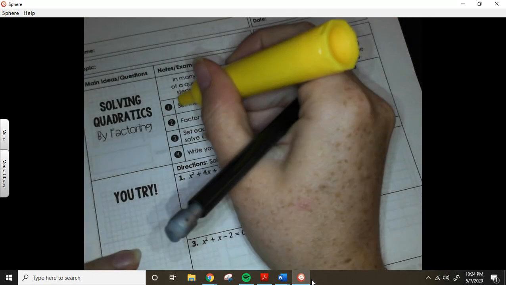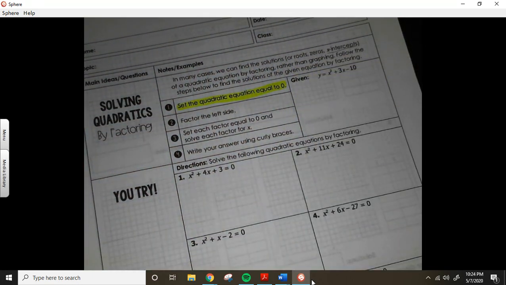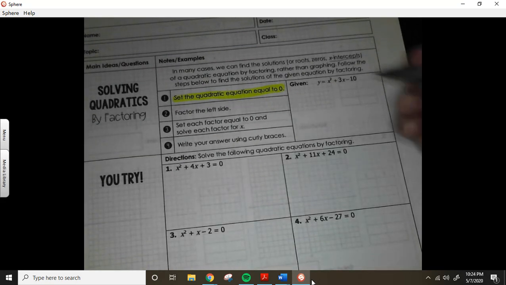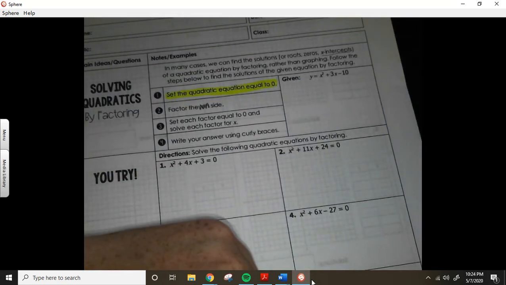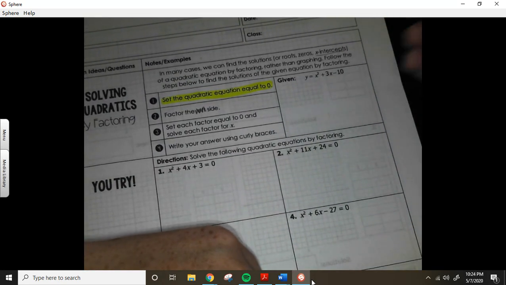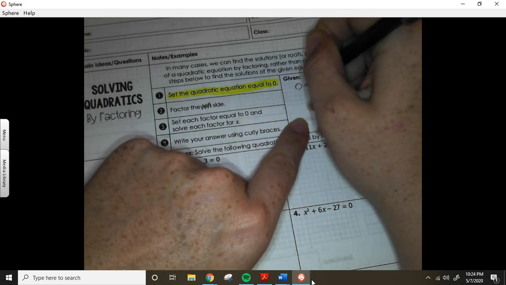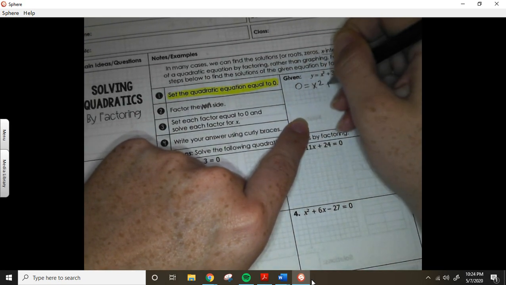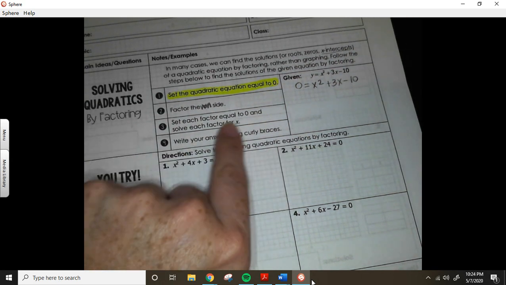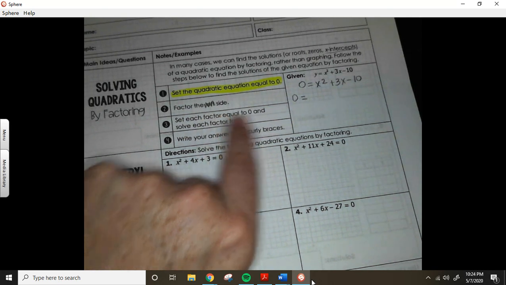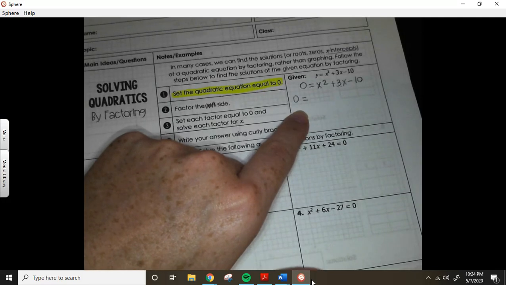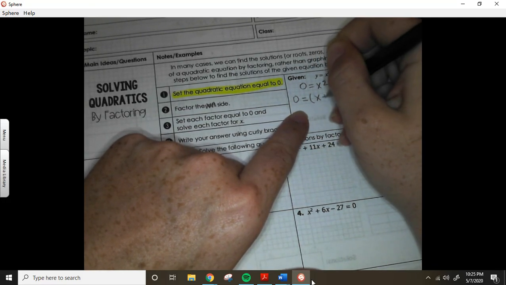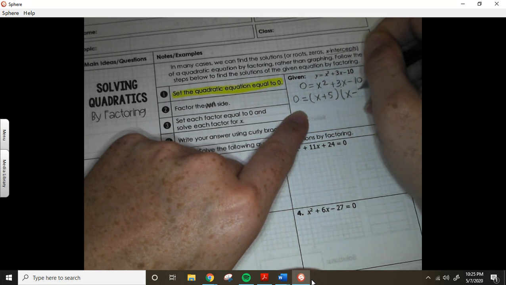We want to make sure the quadratic equation is set equal to 0. If it is not, you need to make it equal 0. We're going to factor the side where the work is, so this is going to be the right side. We're going to make this equal 0, so this is going to be 0 equals x squared plus 3x minus 10. And then we are going to factor. So 0 equals what multiplies to give you negative 10, but adds to give you positive 3? That would be x plus 5 and x minus 2.